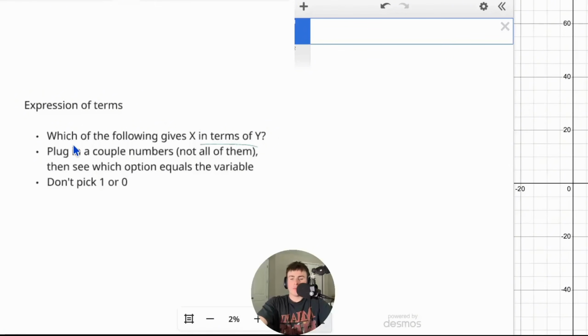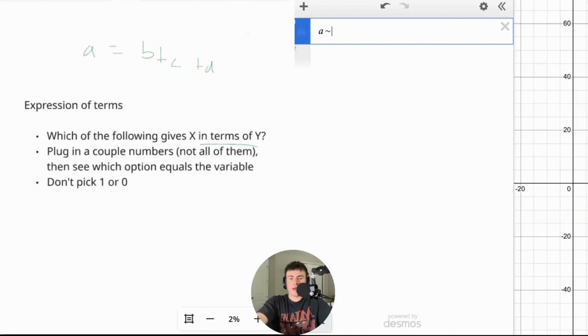But all you do is you basically pick a couple numbers and use them to find the variable you're supposed to be isolating, and then see which option equals that variable. And you don't want to pick 1 or 0 when you're just plugging in a couple numbers, right? So let's say, for example, in our problem, we have A equals B plus C plus D, and then we have to express B in terms of the other things, right? So algebraically, you would just literally subtract C and D.